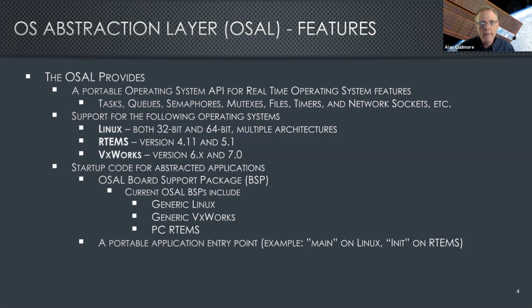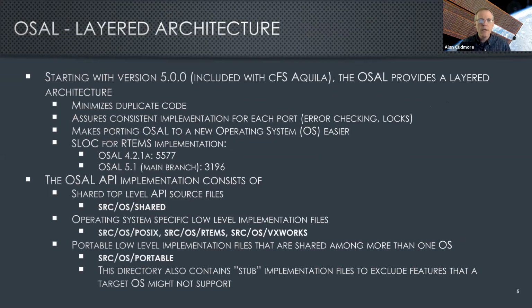Continuing with the OSAL, I wanted to highlight one of the big changes from the legacy OSAL code. Starting with OSAL version 5, which was included with our CFS Aquila release, I think I said that right, the OSAL provides a layered architecture. Previously, each OSAL port provided a separate implementation for each OS, meaning there was no real shared or layered code. This means that the VxWorks implementation may not have handled each error condition or handled all the parameters the same way as, say, the RTEMS or Linux versions did.